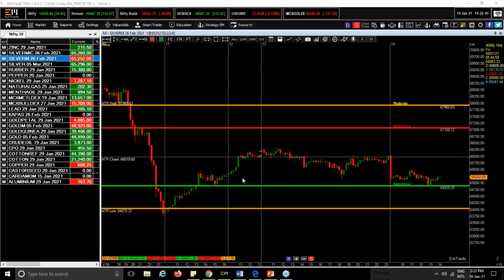So how exactly are these 4 bands calculated? I have to explain how these 4 bands come on your screen. What is the logic behind these 4 bands or the 4 lines?